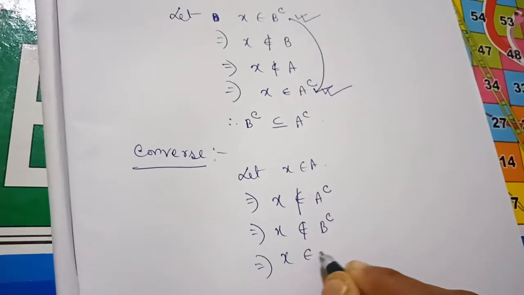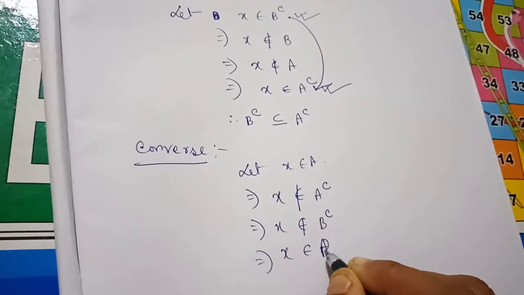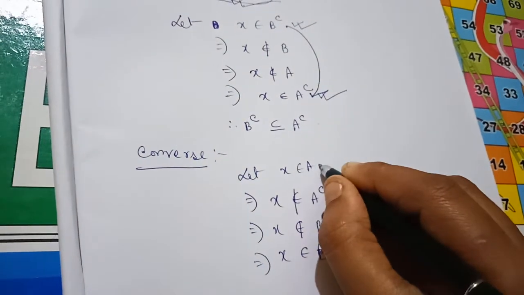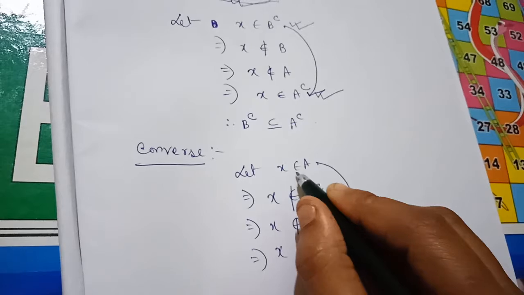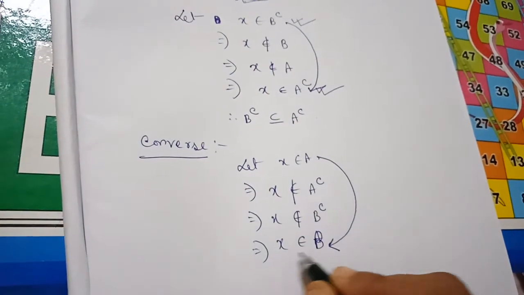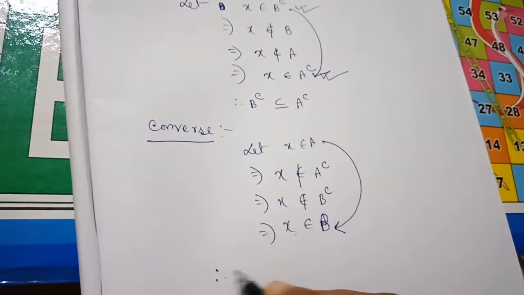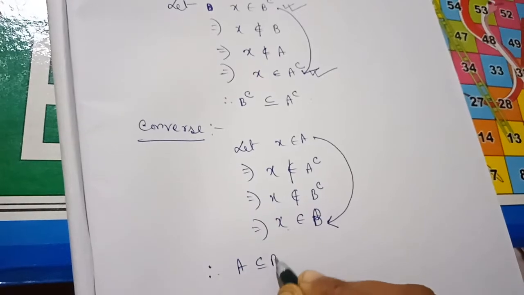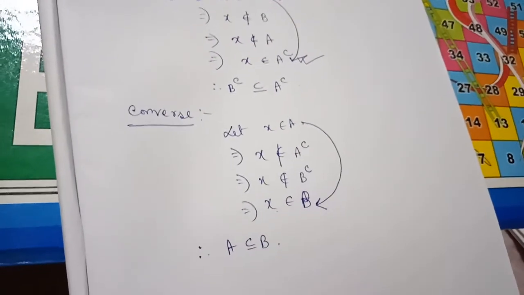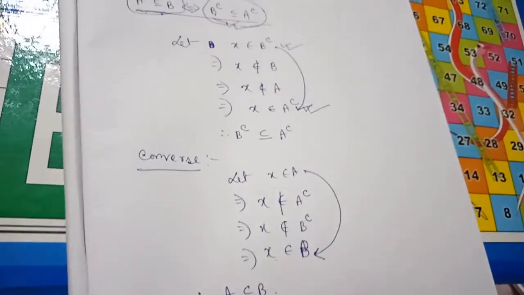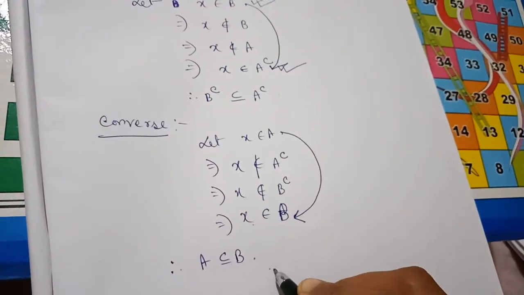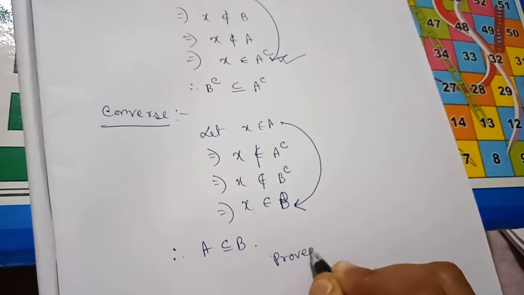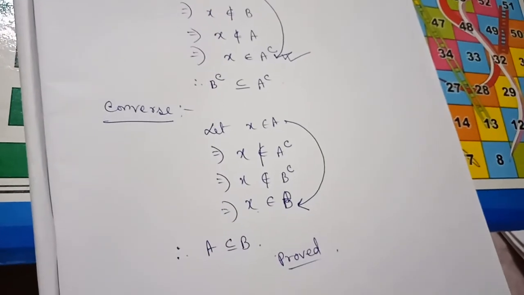That means x belongs to B. Now look again, in the same way we started with x belongs to A, we ended up with x belongs to B. That means we can say A is a subset of B. Understood? So we have proved both the conditions, necessary and sufficient condition. So we have got it proved.